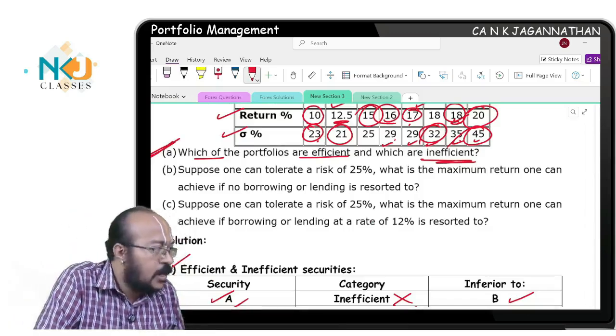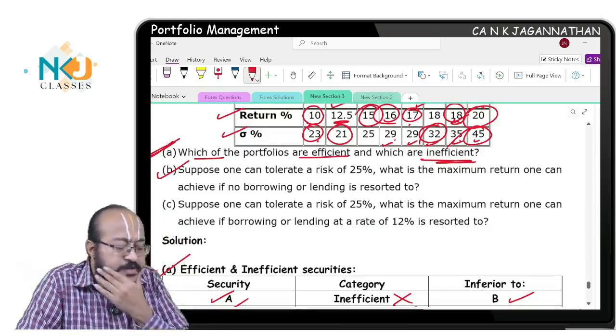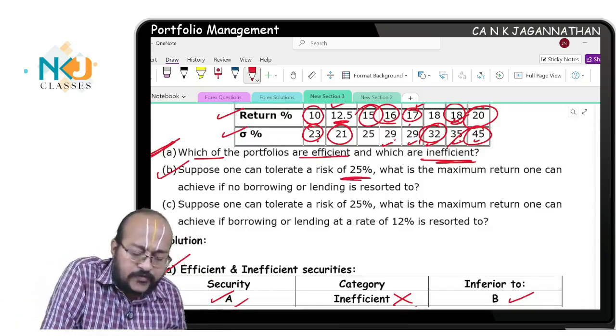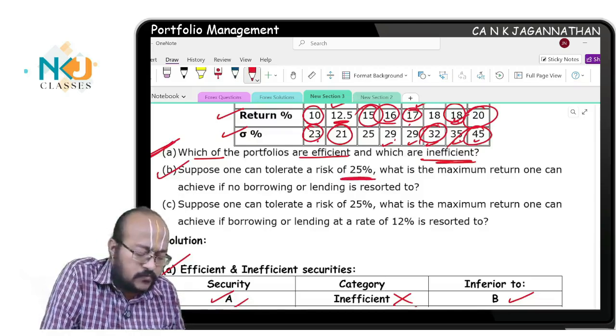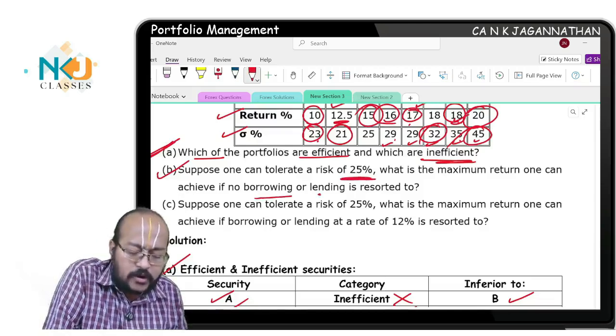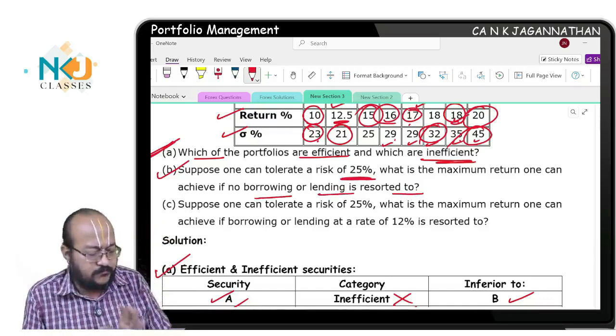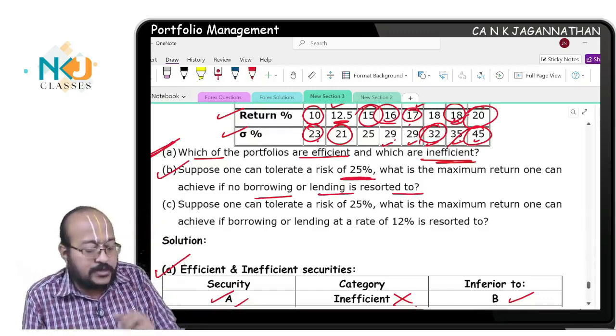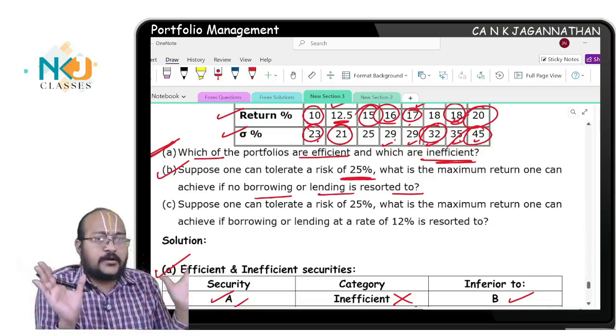Point number A. Come to point B. Suppose one can tolerate a risk of 25%. What is the maximum return one can achieve if no borrowing or lending is resorted to? See, the second point, what they are asking, suppose one can tolerate risk of 25%.